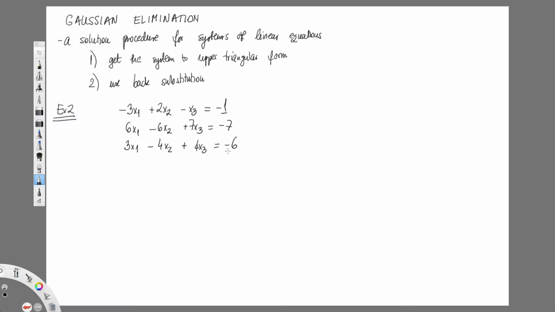So what would be the matrix of coefficients for this system? Are you including the solutions? You mean the right-hand side? Yes. It would be negative 3, 2, negative 1 across the top, and then you draw a line, and then negative 1 again. Okay. And then you do 6, negative 6, 7, negative 7, 3, negative 4, 4.